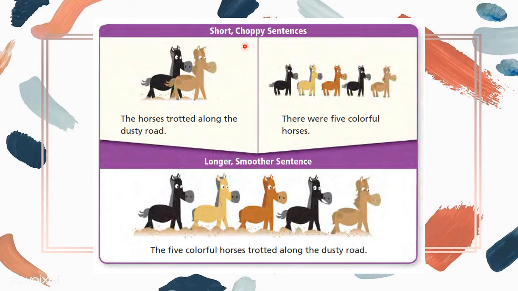So let's look at short, choppy sentences right here and look at how we can further improve them. The horses trotted along the dusty road. There were 5 colorful horses. Since you are talking about horses all together, why not just combine these two sentences and make sure that you've ordered the adjectives the proper way? So a longer, smoother sentence would go like this: The 5 colorful horses trotted along the dusty road. Economy of words, and it sounds so much better than the first two sentences you have.